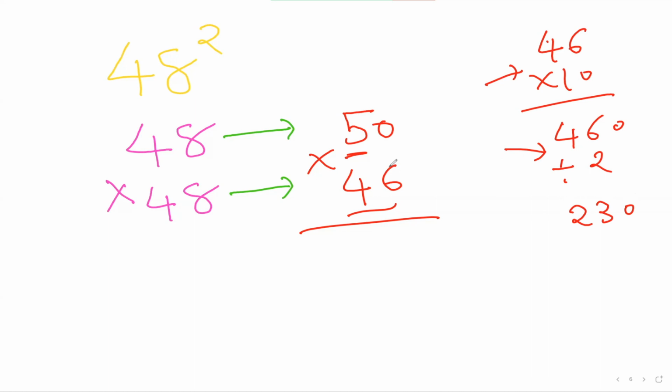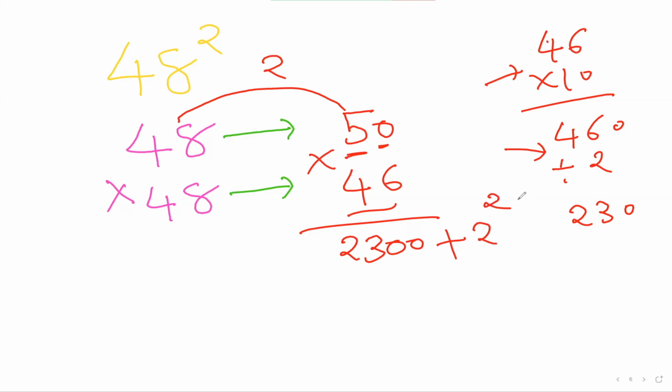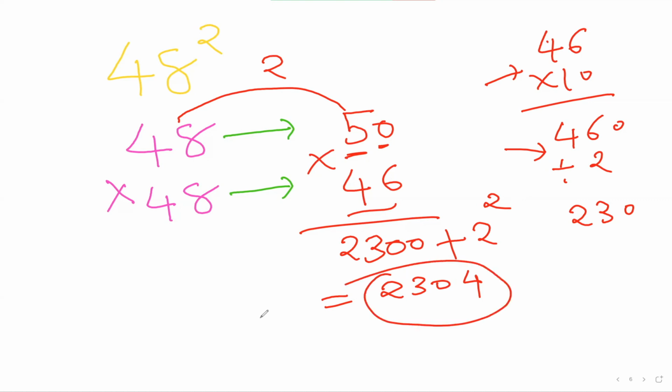But how did you figure that out? 46 times 10 and then divide by 2, which is the best way, guys. So 230. Then I have one more zero, which I'll put. And what is the difference here? The difference is 2. So as per our technique, we are going to add 2 squared, which will be 2304. Amazing, isn't it? So we found the square of 48 as well.